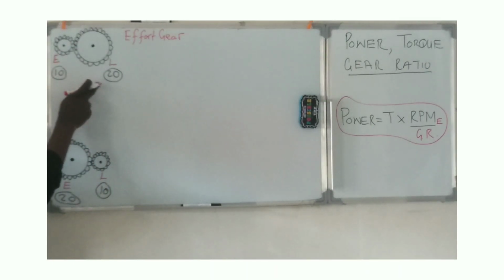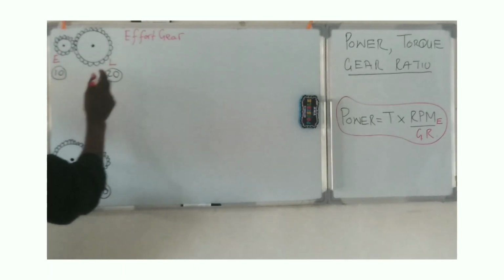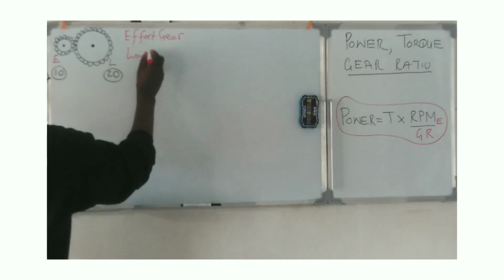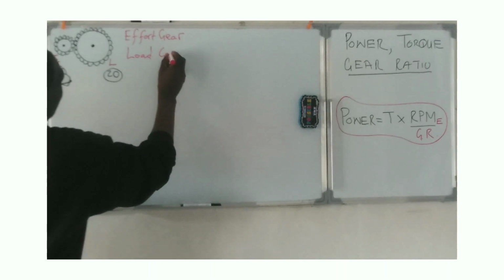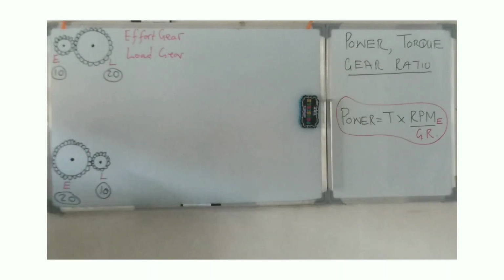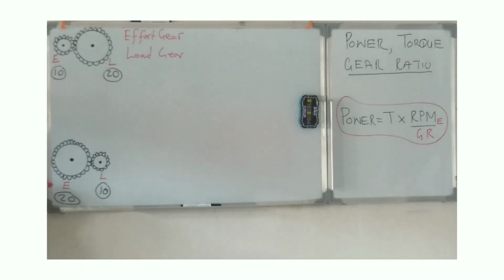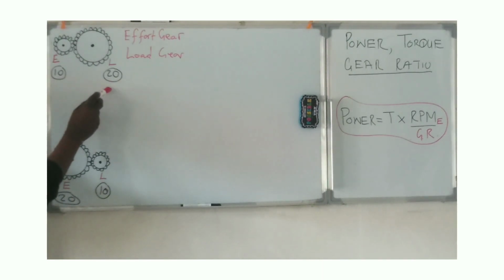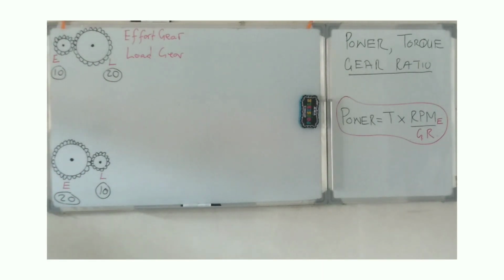And the bigger gear, which is being driven, is called the load gear. That's why I have a little L there. So our big gear at the top here is the load gear. Obviously, down here it's the opposite. Our effort gear is the big gear and our load gear is the small gear. Now let's also assume that our big gear has got 20 teeth and our small gear has got 10 teeth. Down here it's the opposite. The effort gear 20, the load gear 10.